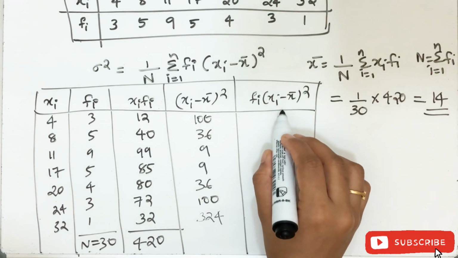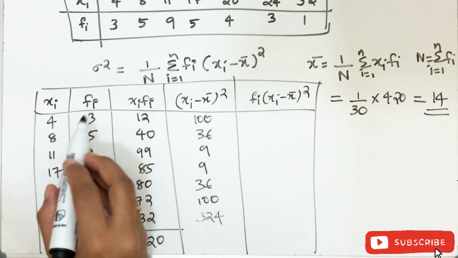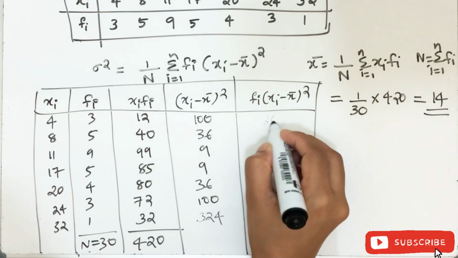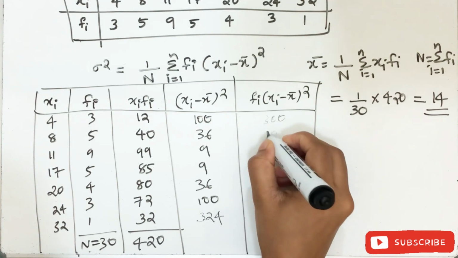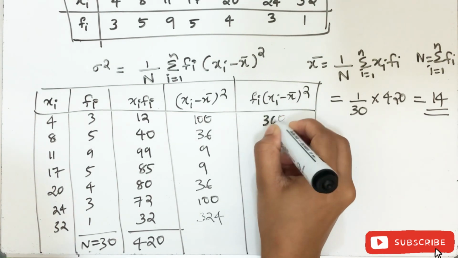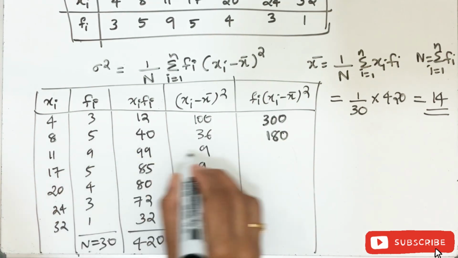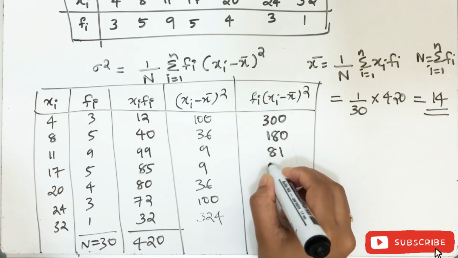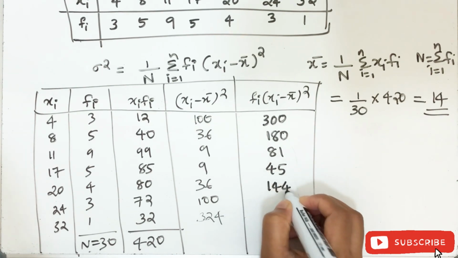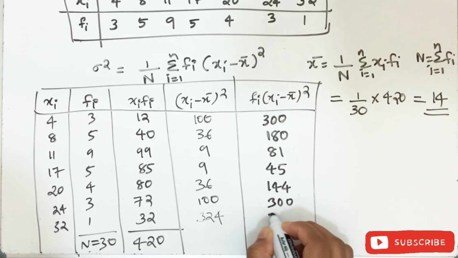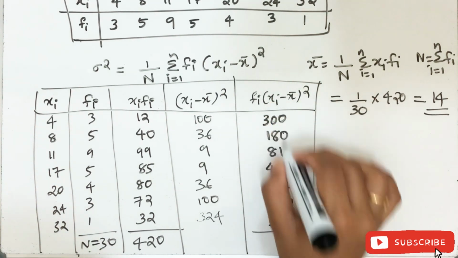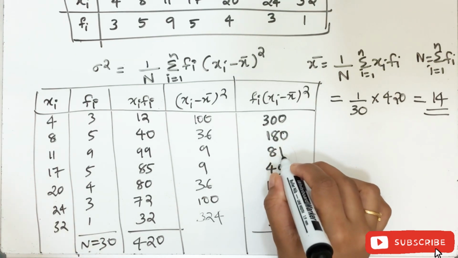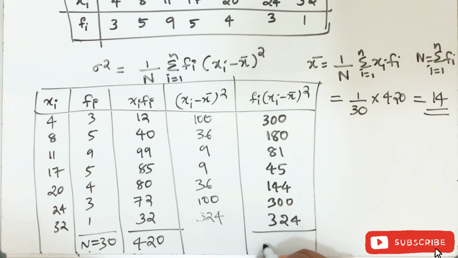Next, Fi into (xi minus x bar) square, that is this column into this column. 3 into 100, 300. 5 into 36, 180. Next, we need sum of the values of this column, that is 300 plus 180 plus 81 plus etc. That is, we will get 1374.